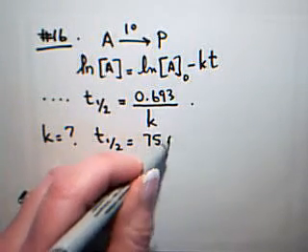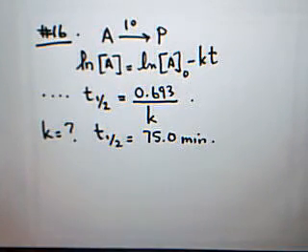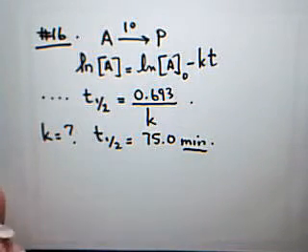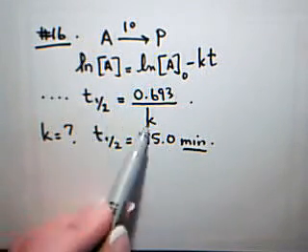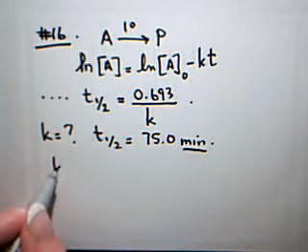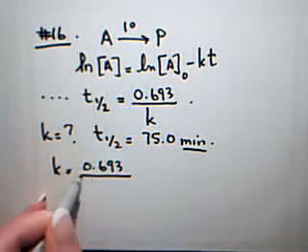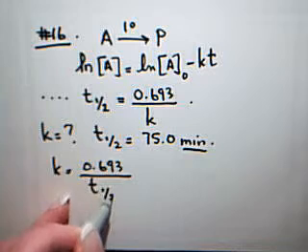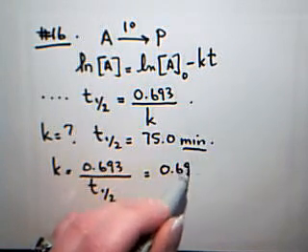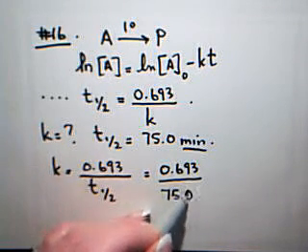as 75 minutes. And so I don't have to use time in seconds. I can use time in the units that they've given. So really this equation just switches places here, the k with the t1/2, and k is equal to 0.693 divided by my t1/2, and that would be 0.693 divided by my 75.0 minutes.